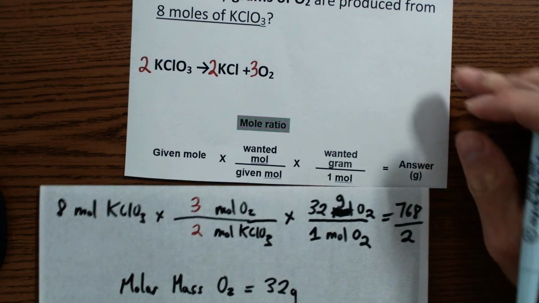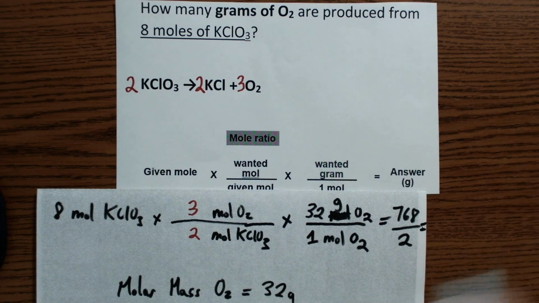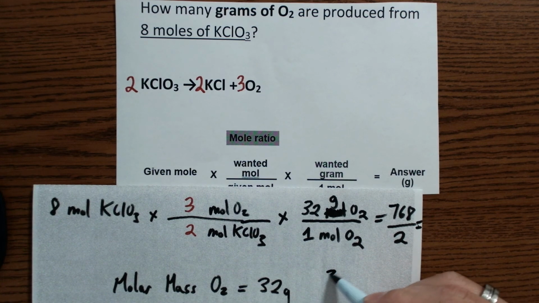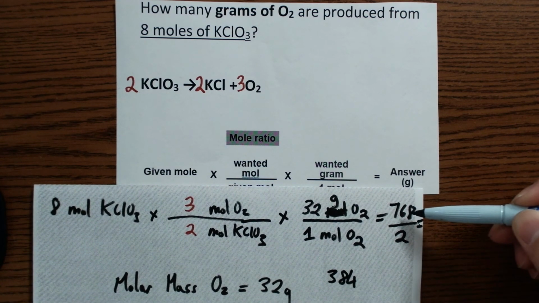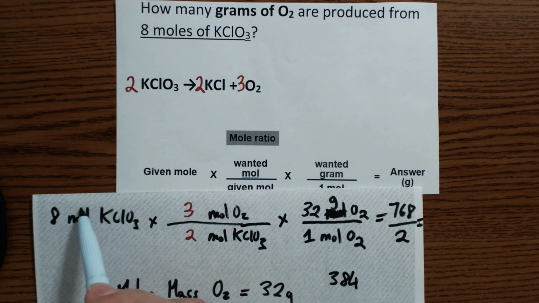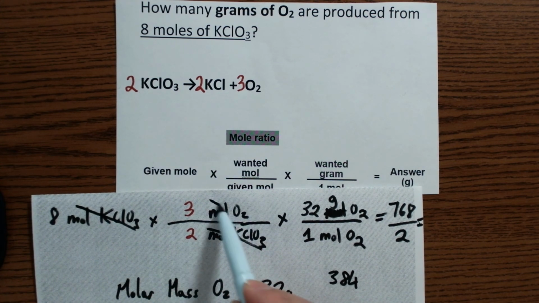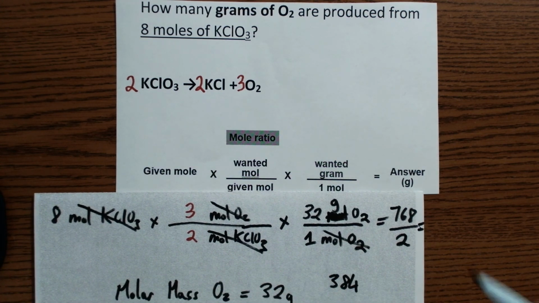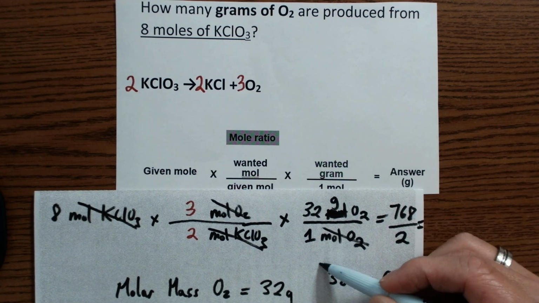Next step, make sure you divide these two numbers out. 768 divided by 2 will give you 384. Once you divide out your numbers, your units will cancel as well. Anything that's diagonal will cancel out. So these two will cancel out, and these two will cancel out, which will leave you with grams of O2 as your final answer.